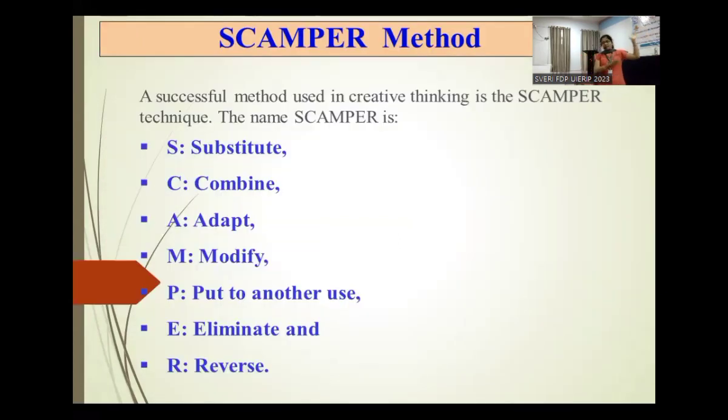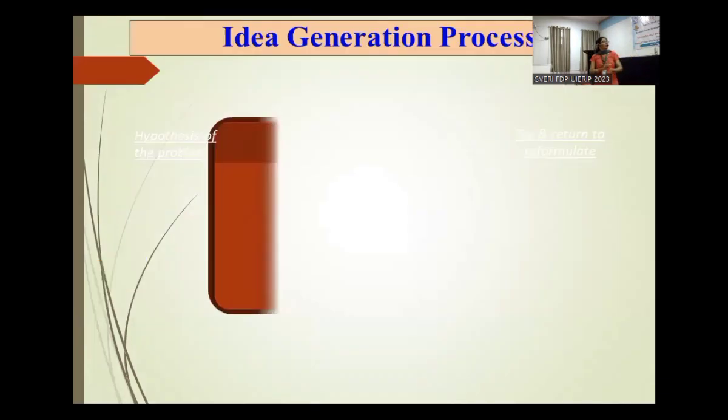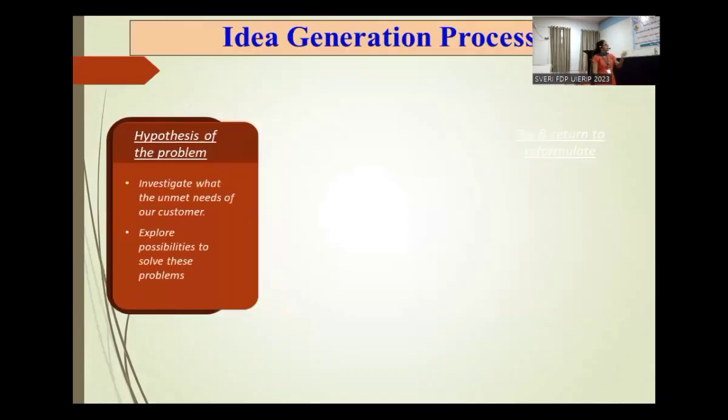So we have seen that idea generation methods are there. So in idea generation, what is the process? Some parts are repetition, but again I will tell that in the idea generation process, first is the hypothesis of the problem. Investigate the unmet needs of our customers. That means we have to think from the customer's point of view, what problem they are facing.